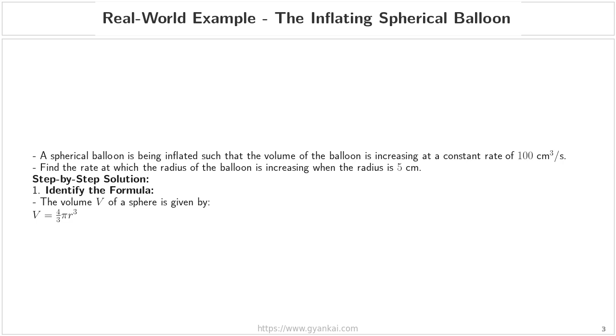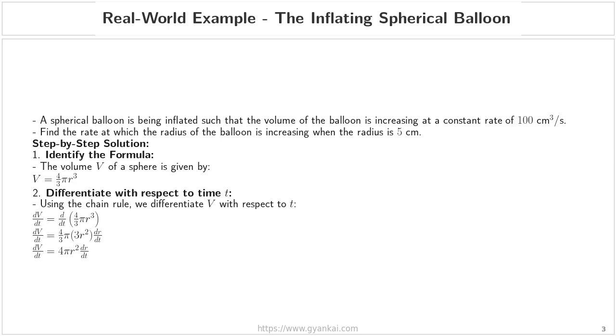First, we identify the geometric formula. Since we are dealing with a sphere, we use the standard formula for volume, where V equals 4/3 pi times the radius cubed. Second, we differentiate this formula with respect to time, t, as we mentioned in our systematic approach. Because the radius is a function of time, we must apply the chain rule.